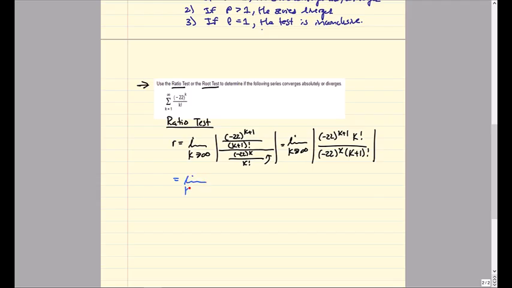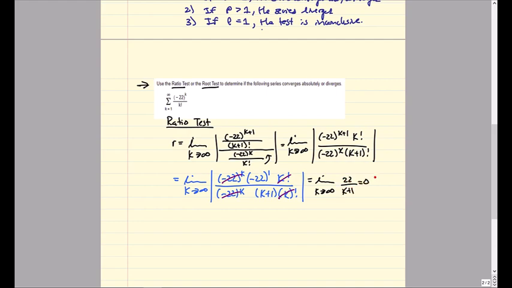So I have the limit as k approaches infinity of the absolute value of negative 22 to the k times negative 22 to the first, times k factorial. In the denominator, I have negative 22 to the k, and then I have k plus 1 factorial, which is going to be k plus 1 times k factorial. Now, a lot of things cancel here, the k factorials, the negative 22s to the k power, and then I'm left with the limit as k approaches infinity, and the absolute value of negative 22 is just 22, so I'm left with 22 over k plus 1, and this is equal to 0.